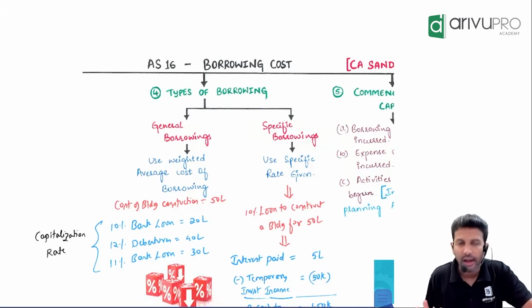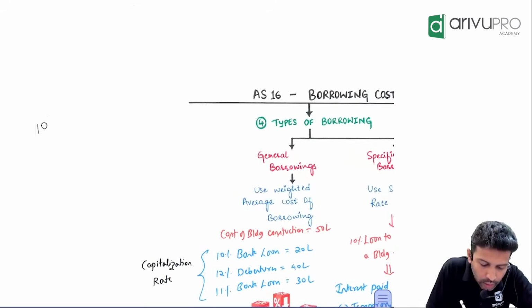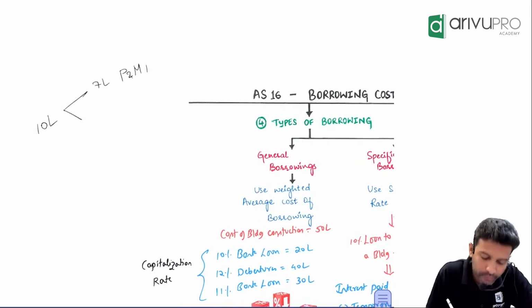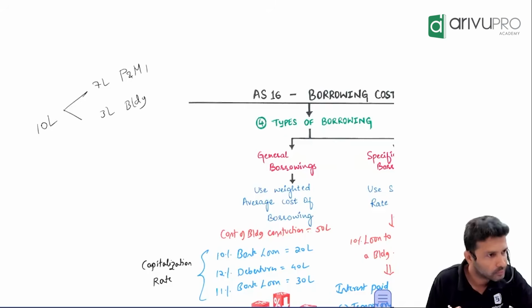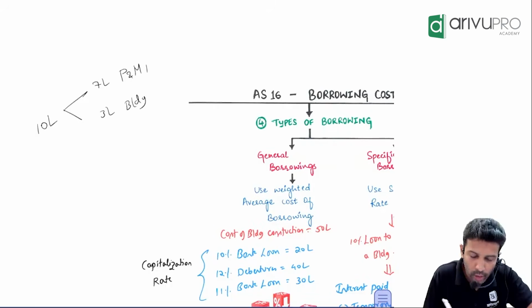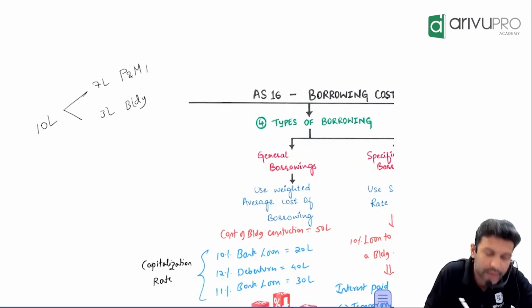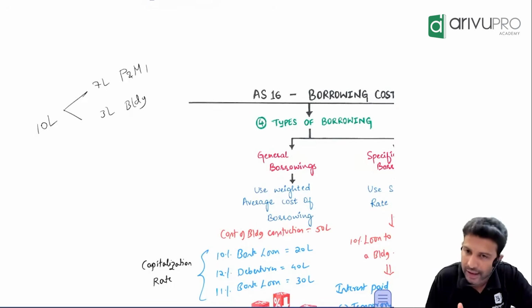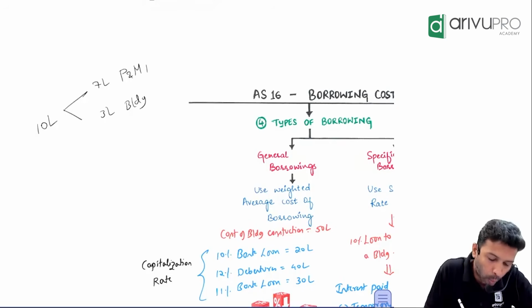Like let's say I took a loan of 10 lakh. 7 lakh of the loan I used to construct plant and machinery. 3 lakh I used for constructing a building. Is it okay? I've taken a 10 lakh loan. Of that 10 lakh, 7 lakh I've used to construct plant and machinery, and 3 lakh I've used for building construction. What sort of a borrowing is this 10 lakh? General borrowing or specific borrowing?